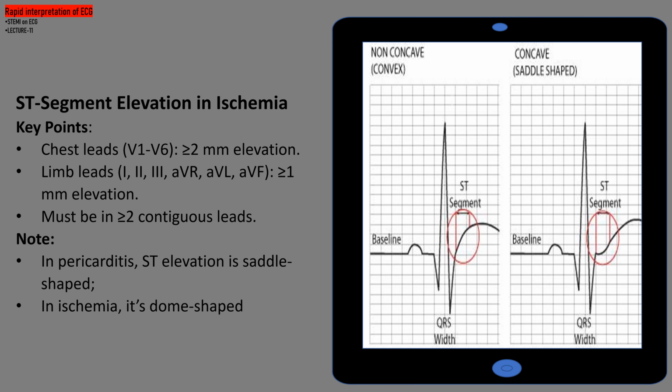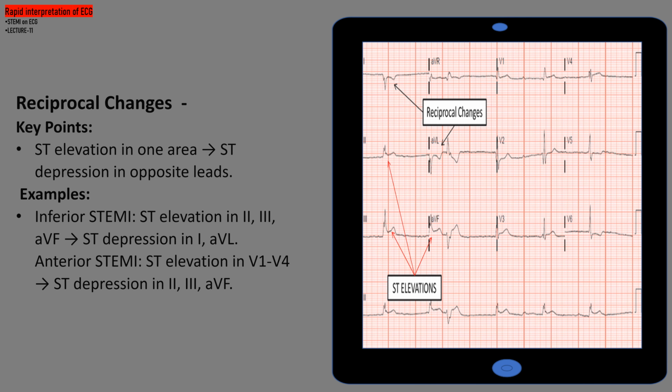But remember, not all ST elevation is due to a heart attack. In pericarditis, for example, the ST elevation is saddle-shaped, unlike the dome-shaped elevation seen in ischemia. This is an important clue to differentiate between the two conditions.